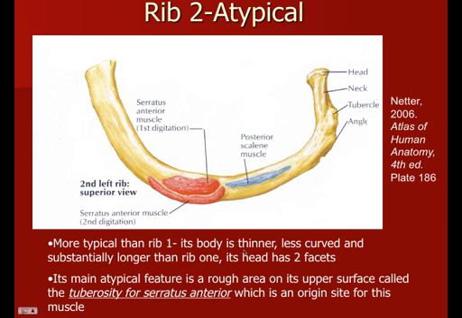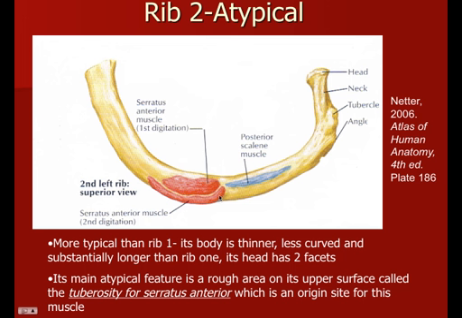Okay, rib 2 is also considered atypical. It's closer to the typical ribs than rib 1, but still has some differences. Its body is thinner, it's less curved, and substantially longer than rib 1, and its head does have 2 facets. But its main atypical feature is a rough area on its upper surface called the tuberosity for serratus anterior, which is an origination site for the serratus anterior.